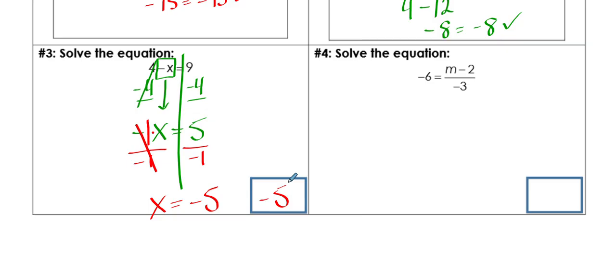All right, now number 4, the boxing method kind of falls apart. Because if I box my m term, the only thing I would put in a box is really that m. Not that helpful. Really what I want you to think of here is order of operations backwards. Don't write this part down.